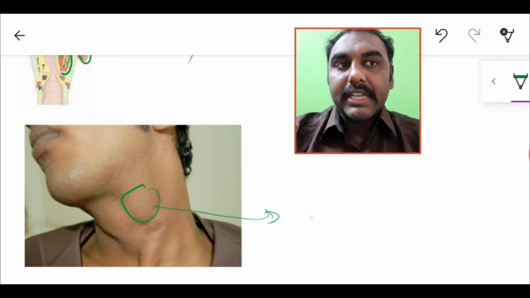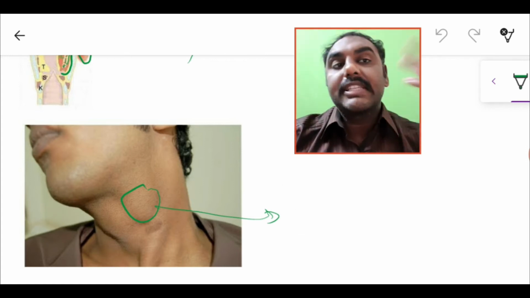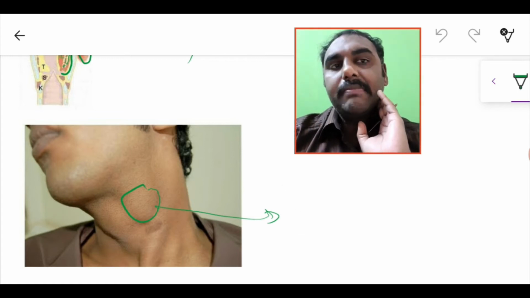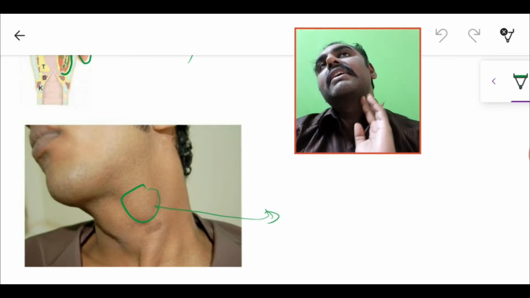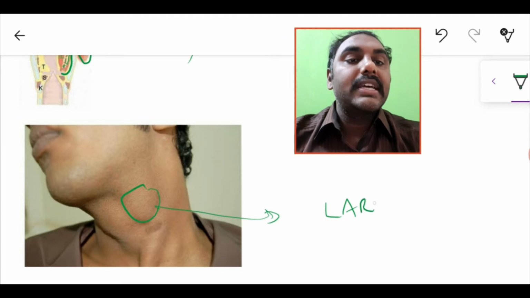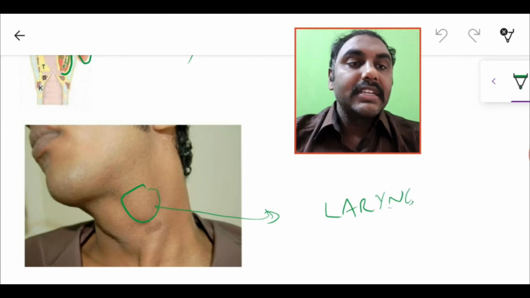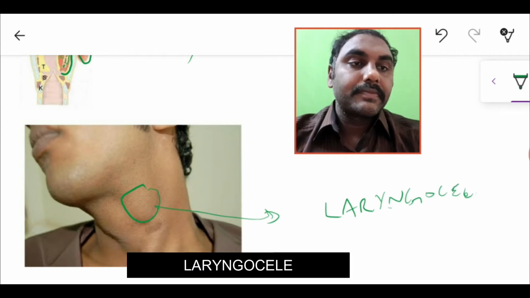What is the condition called? A trumpet blower or a glass blower or whatever. Those who use their voice for a long period of time will get a swelling in the upper two-thirds of the neck while doing positive pressure, that is, while doing a Valsalva. That condition is called laryngocele.